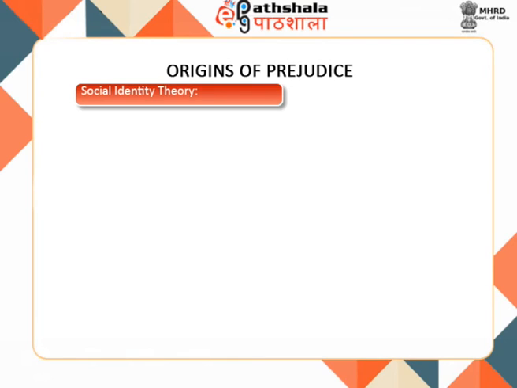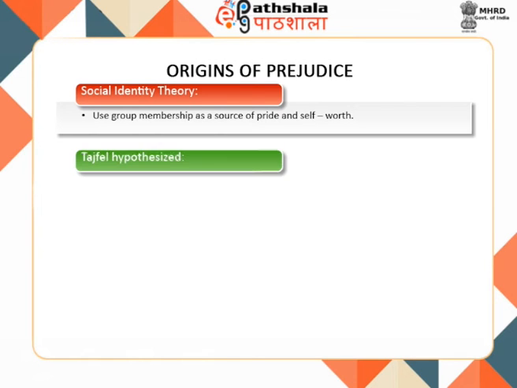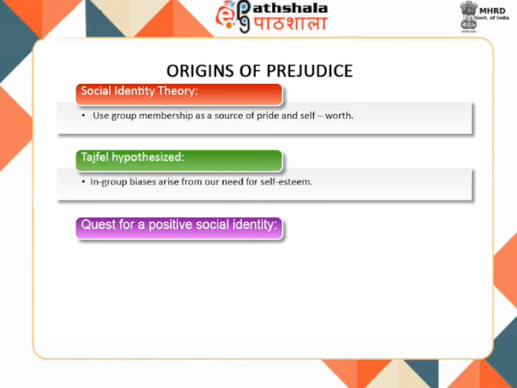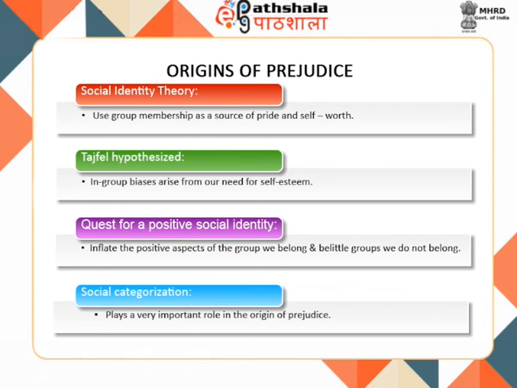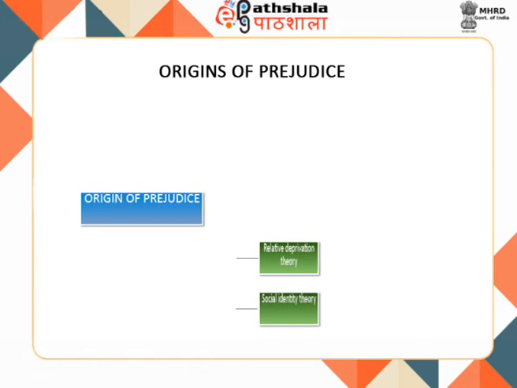The social identity theory suggests that we use group membership as a source of pride and self worth. Tajfel hypothesized that in-group biases arise from our need for self esteem. As a result, our quest for a positive social identity leads us to inflate the positive aspects of the group to which we belong and belittle groups to which we do not belong. However, when we perceive a threat to our group, we respond by being derogatory to the source of the threat. Social categorization also plays a very important role in the origin of prejudice. The diagram shows the various theories regarding the origin of prejudice.